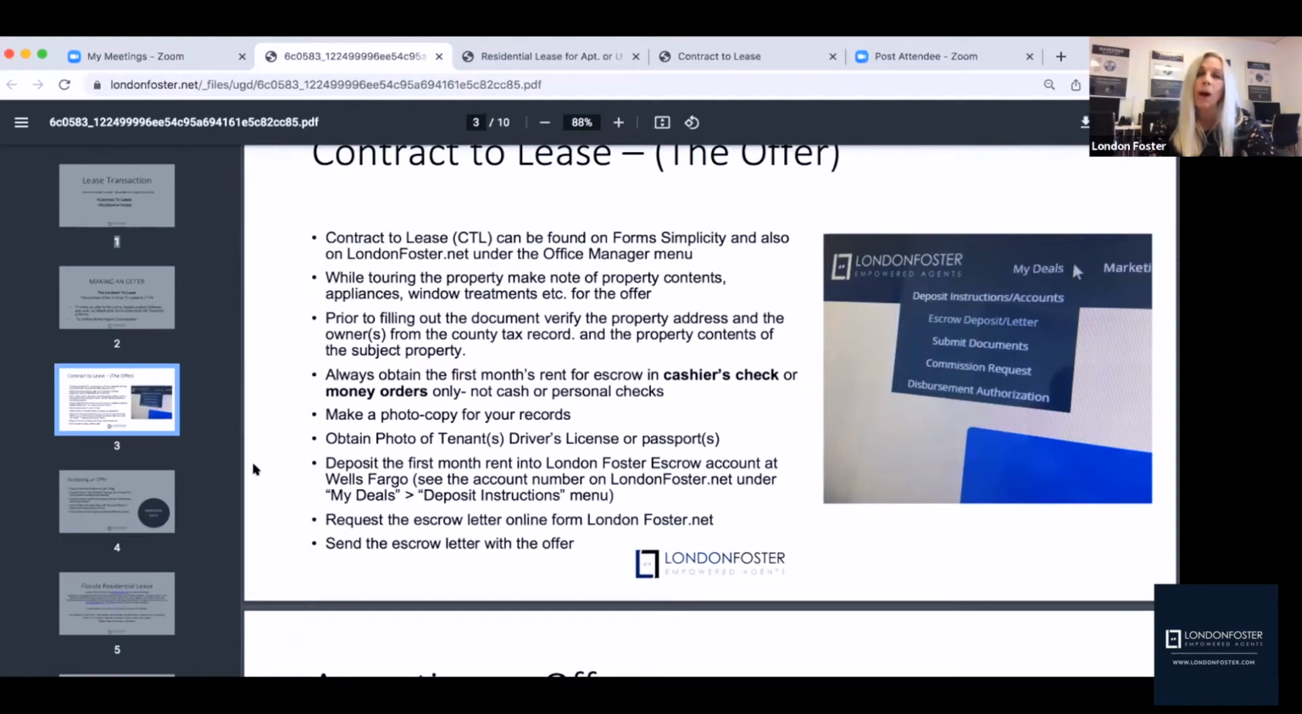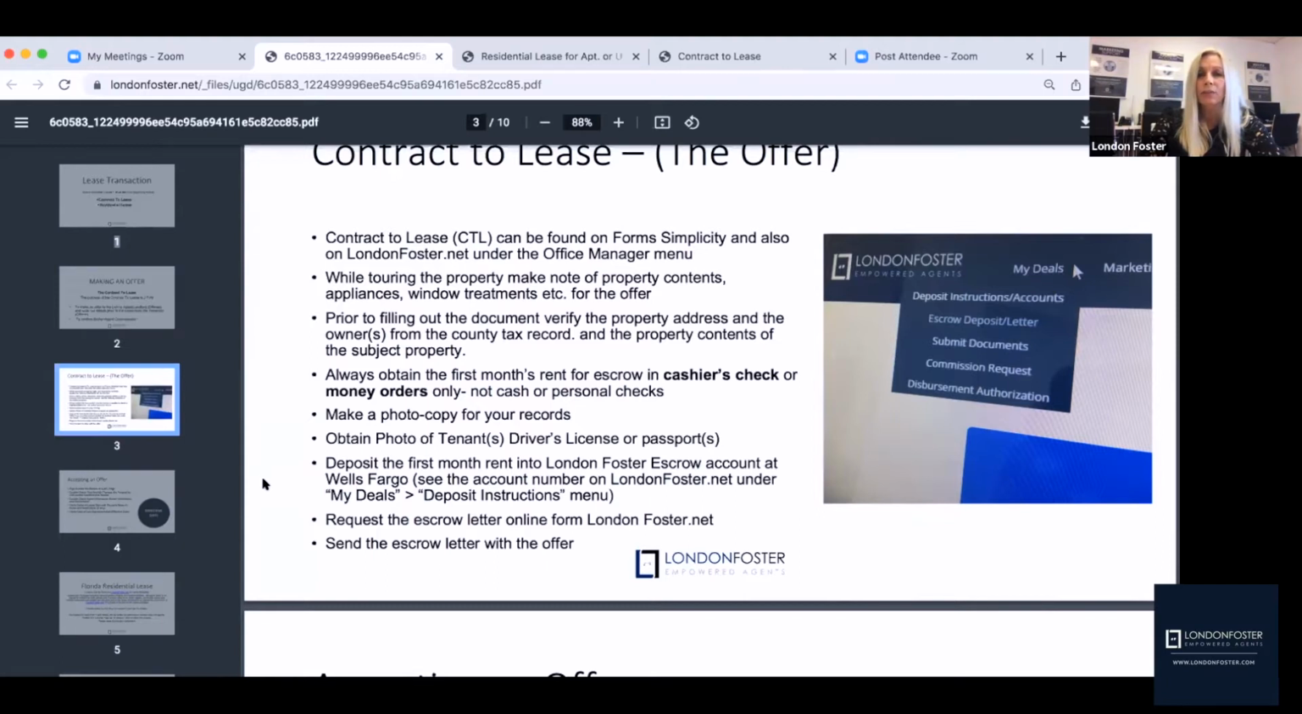As you're looking at the property before you make your offer, you always want to make note of the appliances that are there, what window treatments, if there are any, if it's a furnished apartment or not. You always want to make sure of the contents of the apartment. Sometimes you may miss things when you're back at your office writing the contract to lease, and think, wow, I don't remember if there was a dishwasher or not. I don't remember if there was a microwave or not. So while you're touring the property, make personal notes of what's in there so it can transfer to your contract to lease.